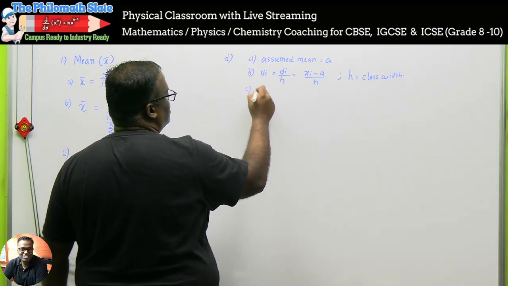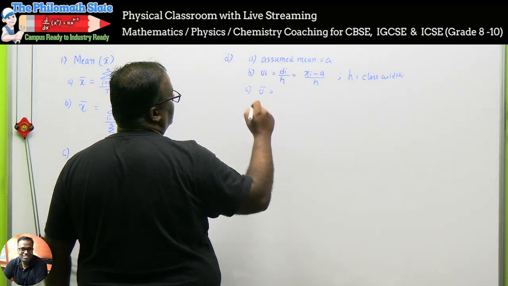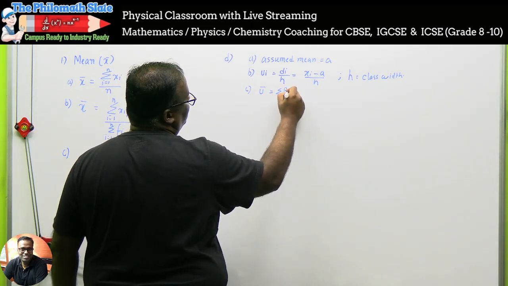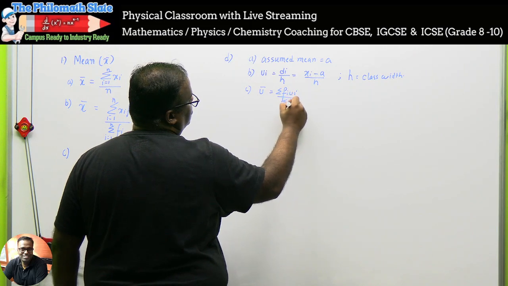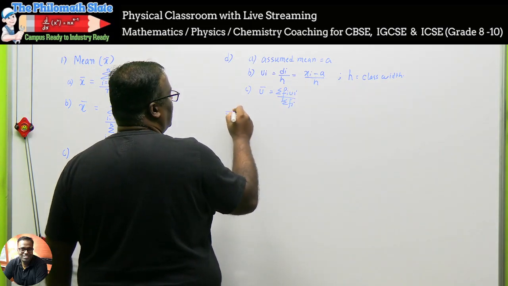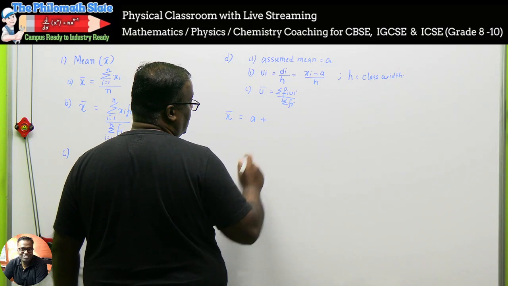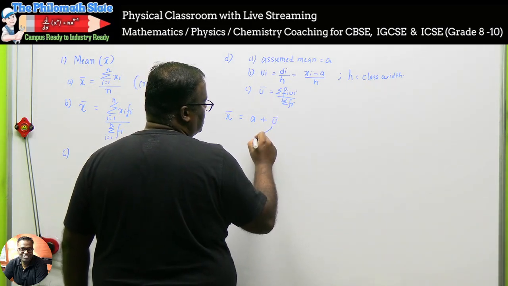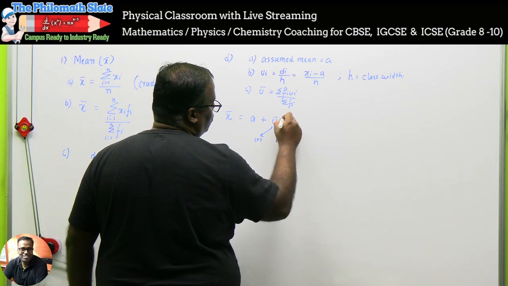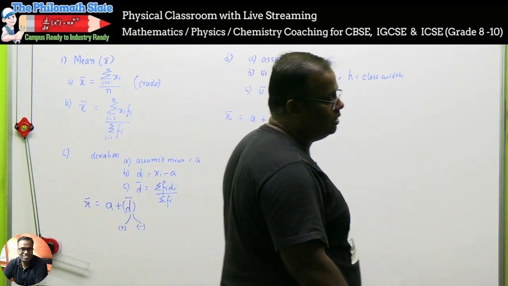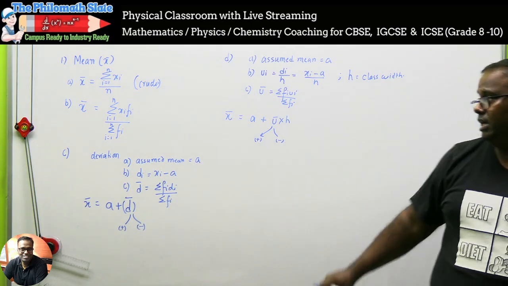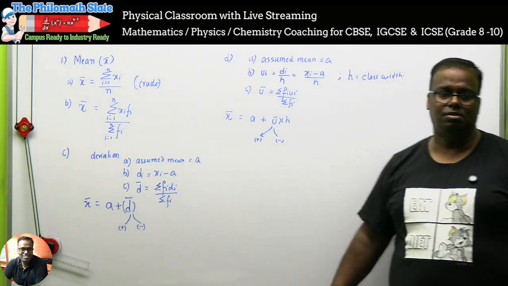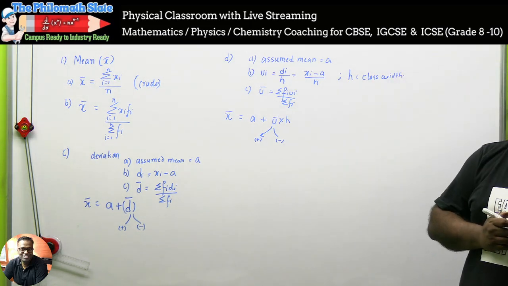Then your third step is to find u bar, which is equal to sigma f i u i divided by sigma f i. Then x bar will be A plus, again algebraic plus, u bar, where u bar can be plus or minus, but do not forget to multiply h back with u bar. That was mean. Take your time to write, don't worry.